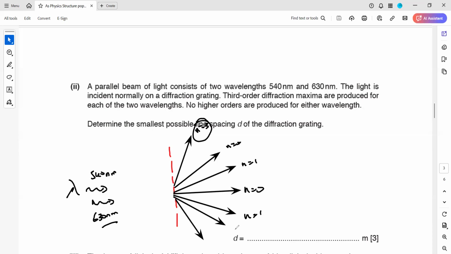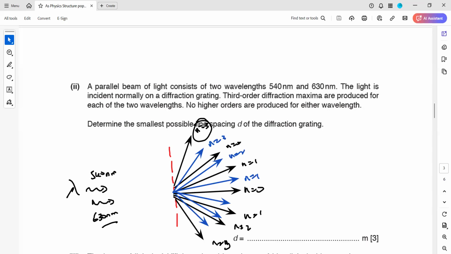Now the question is, we are using a blue light. Blue light will have a shorter wavelength than this 630, and shorter wavelength diffracts less. If it diffracts less, then definitely for a blue light, it might produce more than 3, because as it has a shorter wavelength, it will diffract less. So this will be n is equal to 1 for blue, n is equal to 2, and n is equal to 3.